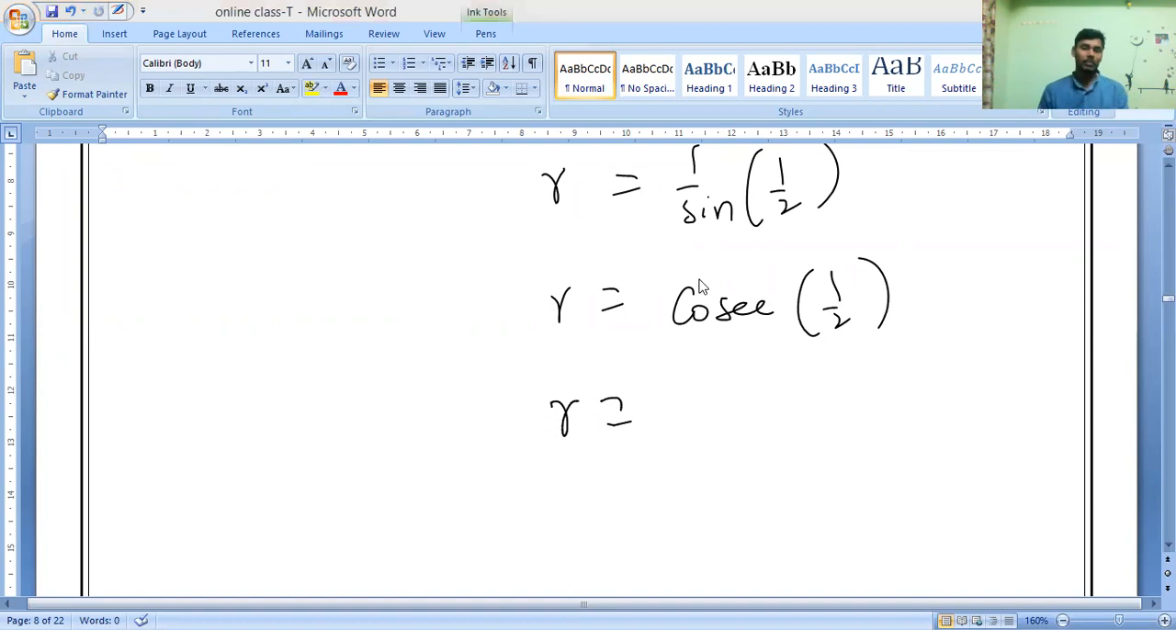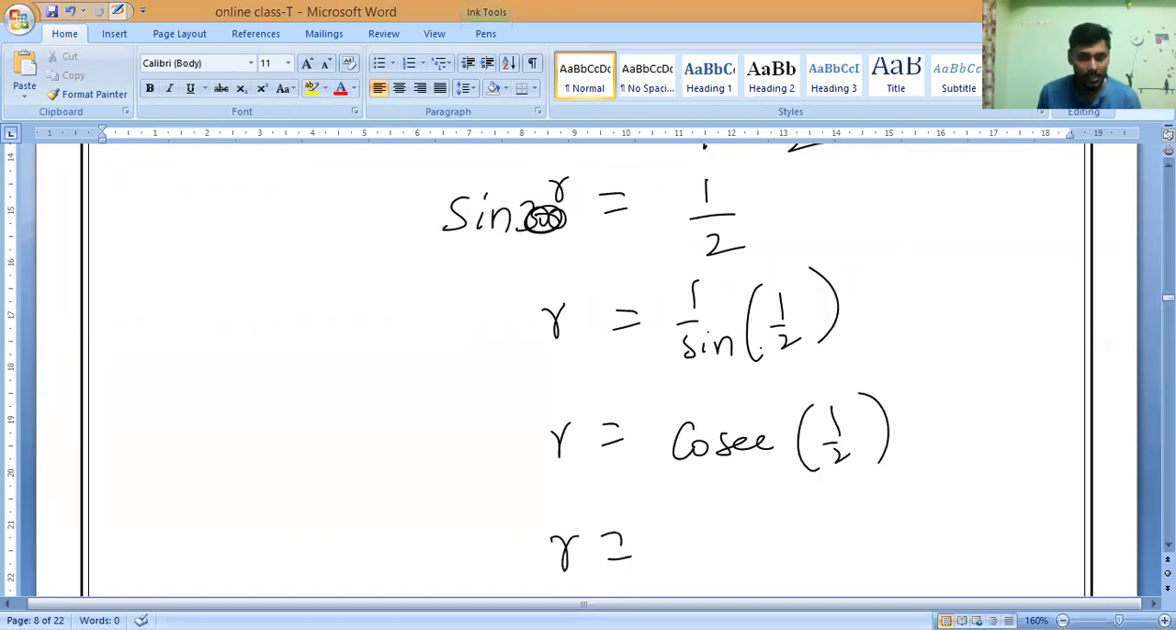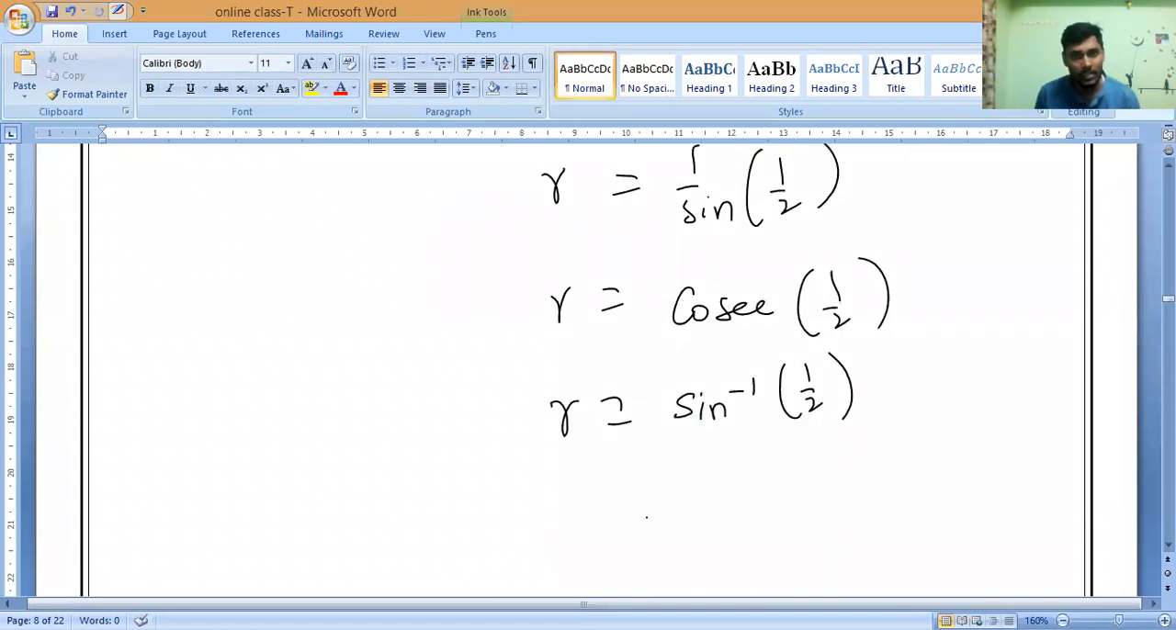Let me explain that once again. It is 1 by sin, correct? 1 by sin, how can I write? Sin inverse. Yes or no? Sorry, it will become the reverse. So it will be sin inverse of 1 by 2. In place of sin I can write cosecant theta, so cosecant theta means it will become the reverse.